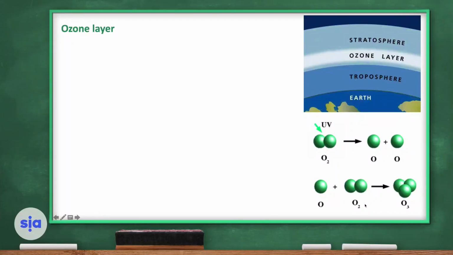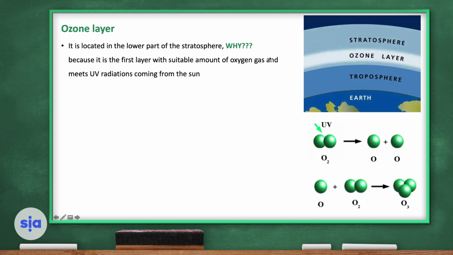Today we are going to discuss erosion of ozone layer and global warming. Ozone layer. What do you know about the ozone layer? It is located in the lower part of the stratosphere. From the last episodes, we know that the stratosphere layer of the atmosphere contains the ozone layer. But why in the lower part?